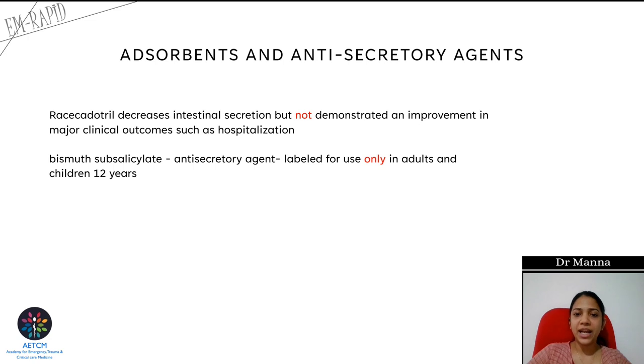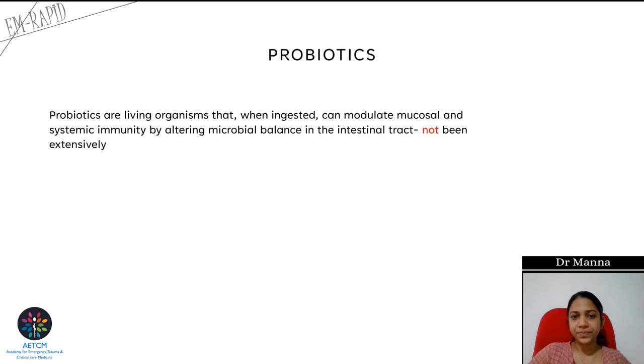Absorbents and anti-secretory agents like racecadotril and bismuth should not be given in children. So these things are contraindicated. Even probiotics, which we usually give for adults with diarrheal disease, are not used in children, as they have not been studied extensively in children. So they are also not recommended.